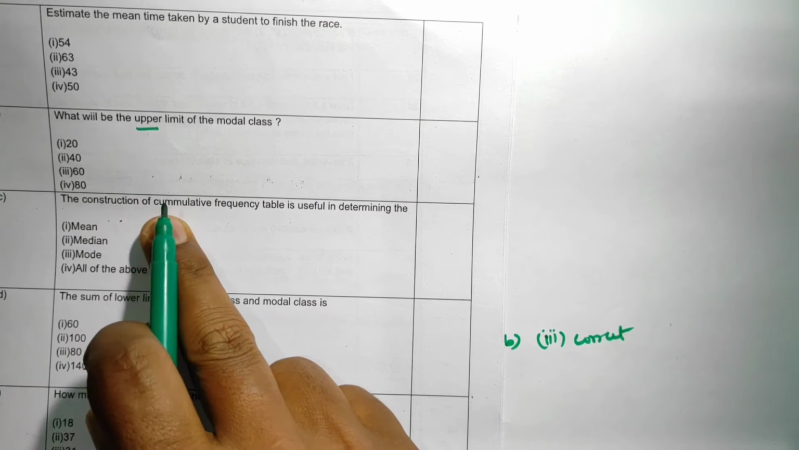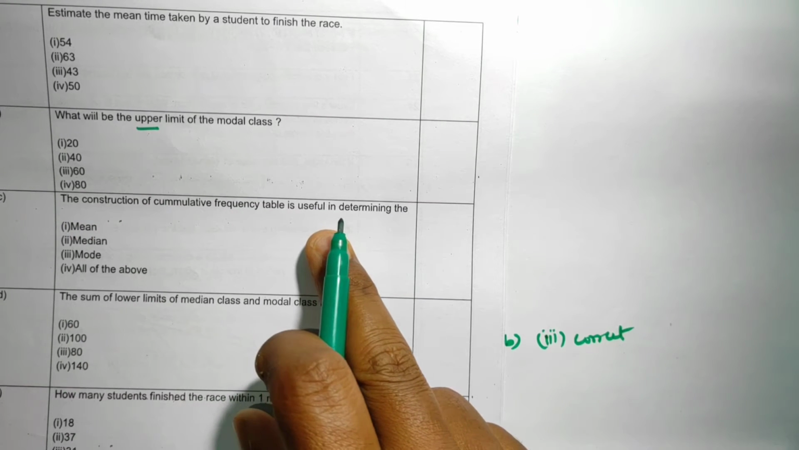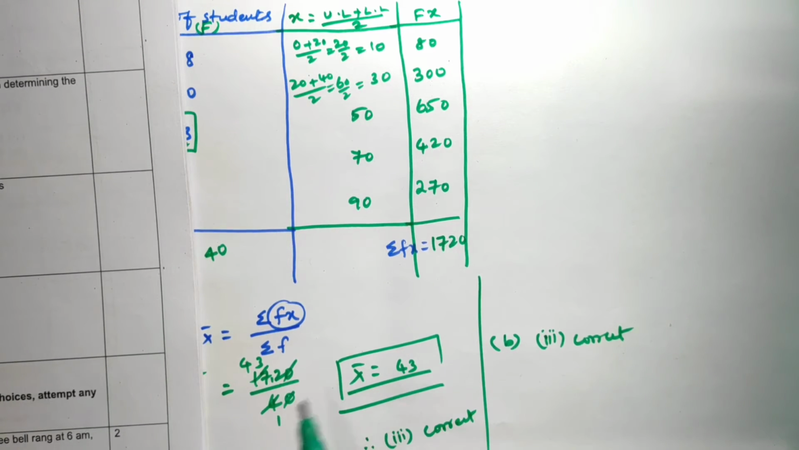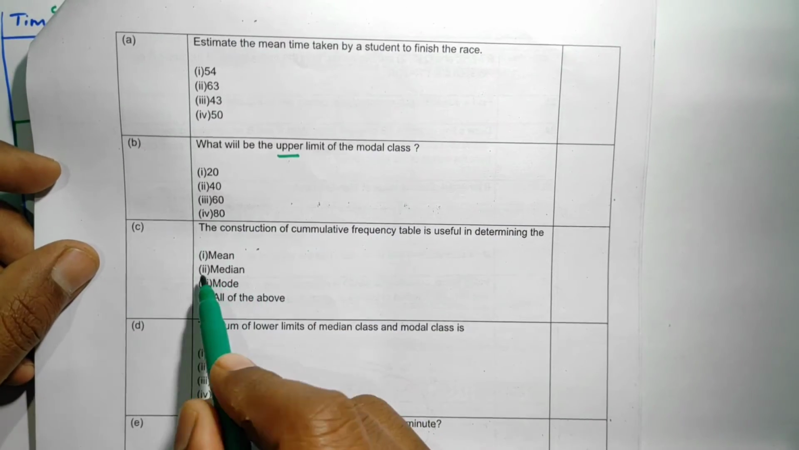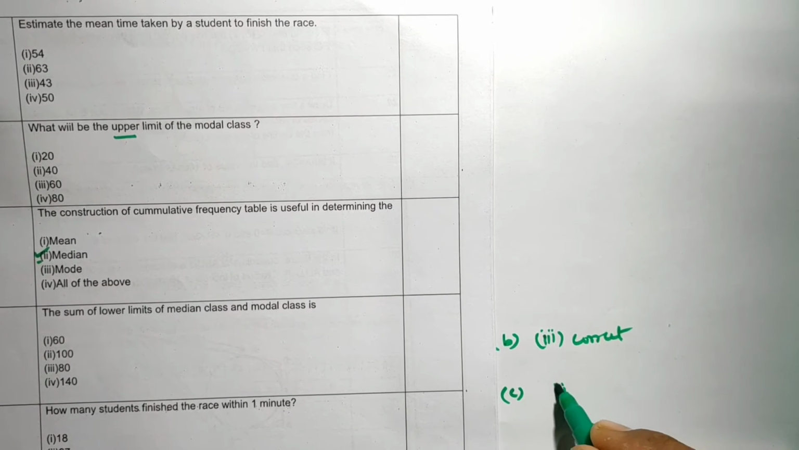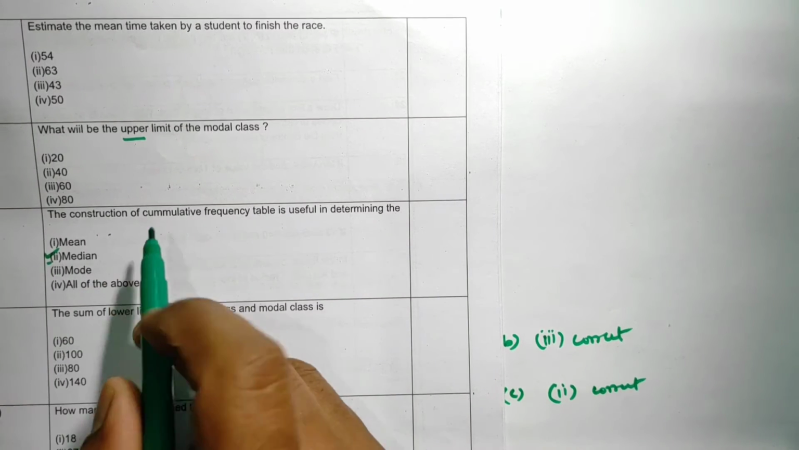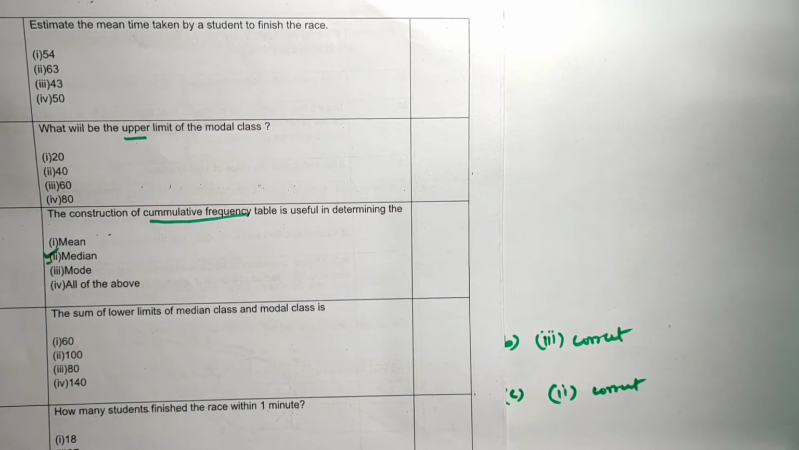The construction of the cumulative frequency table is useful in determining the... So where do we use the cumulative frequency? In the median topic only. So to find out the median only we use the cumulative frequency table. So here we have option number 2. For C, option number 2 is correct. To find the median only, we use the cumulative frequency table.